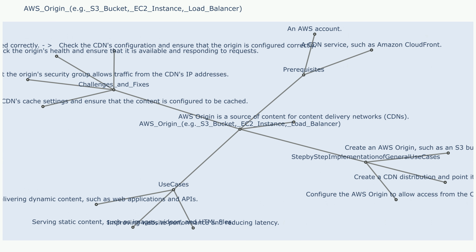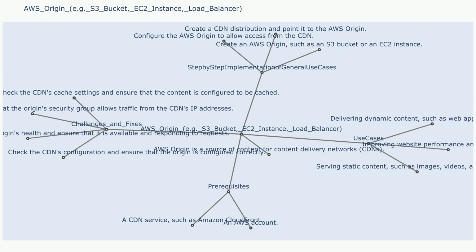Prerequisites: an AWS account, a CDN service, such as Amazon CloudFront. Use cases: serving static content, such as images, videos, and HTML files. By caching this content at edge locations, CDNs reduce latency, improve website performance, and decrease the load on your origin servers.